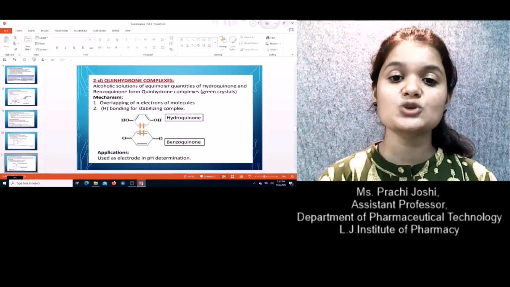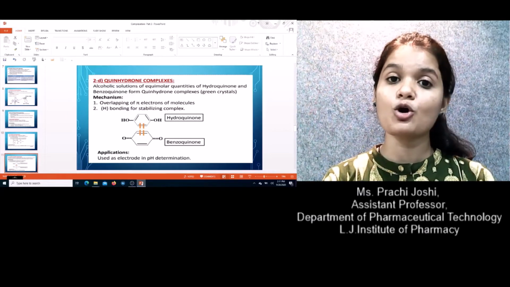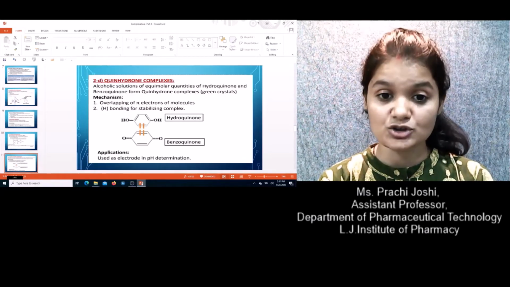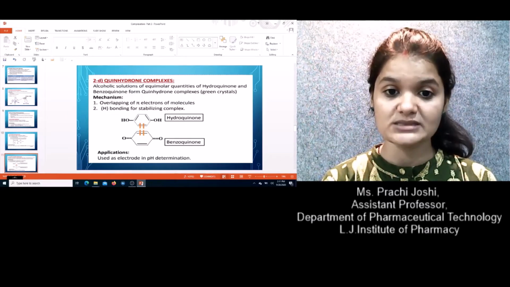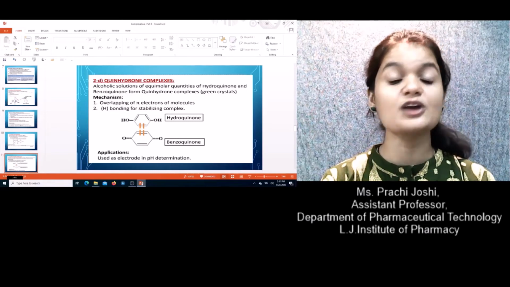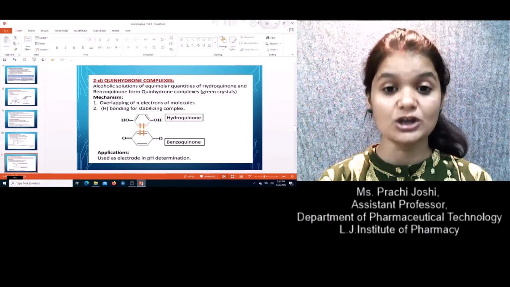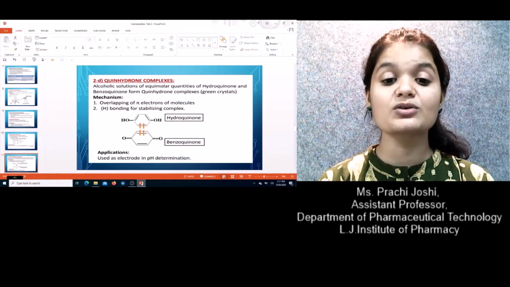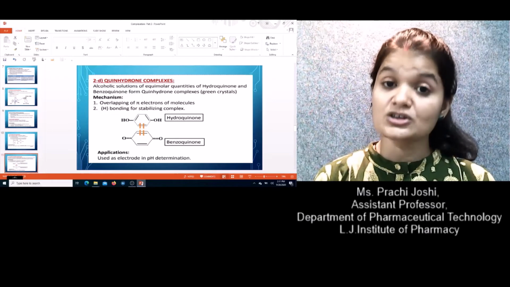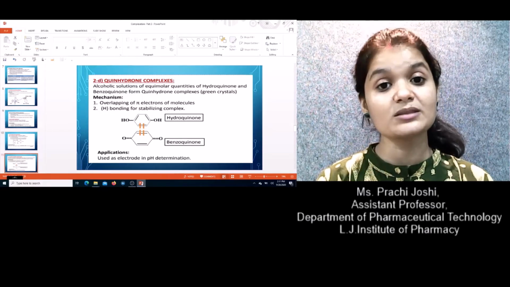Next one is the quinhydrone complex. In this complex, there is overlapping of pi electron molecules and hydrogen bonding for stabilizing the complex. The complex is between hydroquinone and benzoquinone, or you can say an alcoholic solution of equimolar quantities of both. They form a green crystal, and its application is that it acts as an electrode to determine the pH.